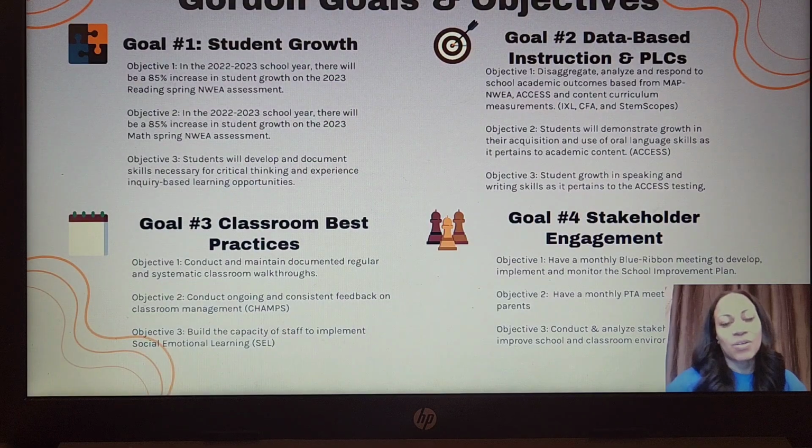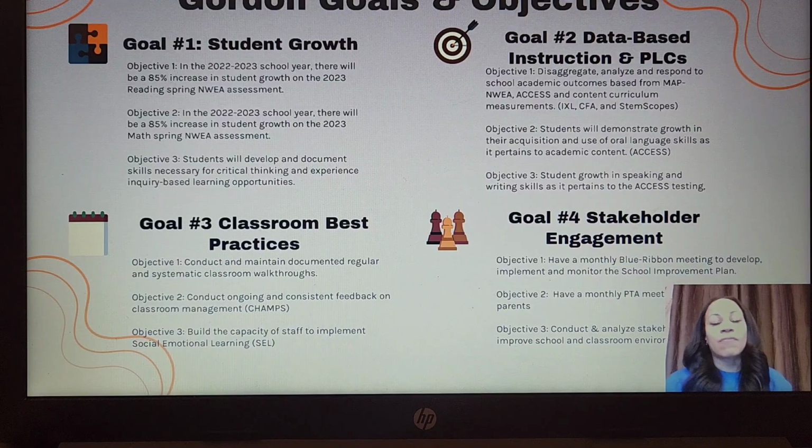Okay, and now we will look at Gordon's goals and objectives. As we mentioned, the goals are the same for a level of consistency across the district, which are student growth, data-based instruction and PLCs, classroom best practices, and stakeholder engagement. Gordon School tends to have higher achievement, so they've set the bar high with their student growth for 85% on the NWEA assessment. Gordon is also more advanced in their PLCs, so for their objectives, they have gotten to the level of creating common formative assessments and disaggregating data. And they have also targeted their subgroups within their PLC.